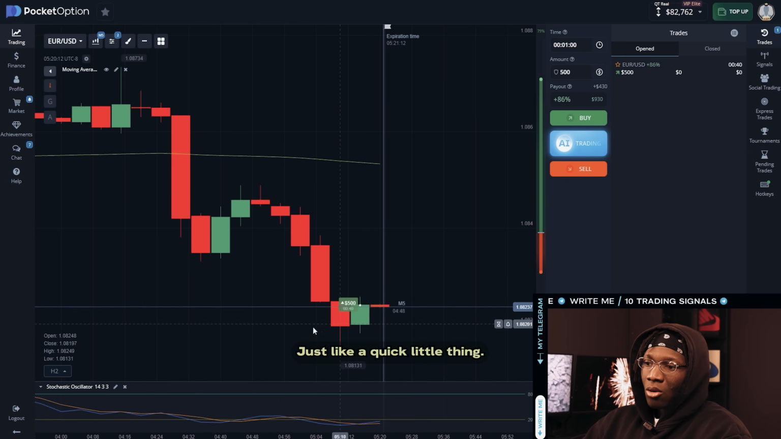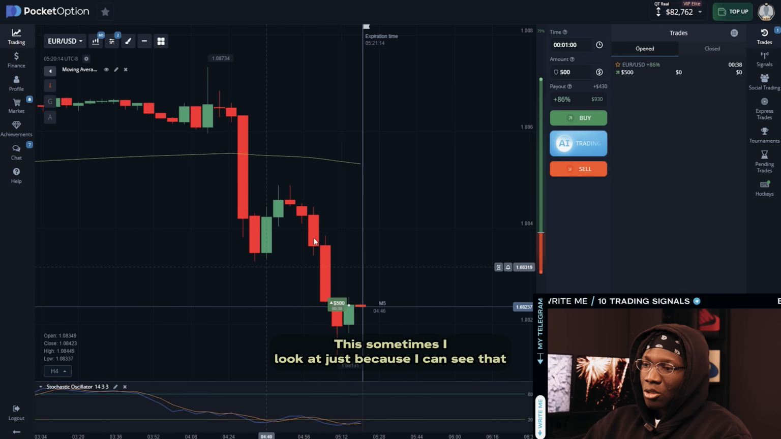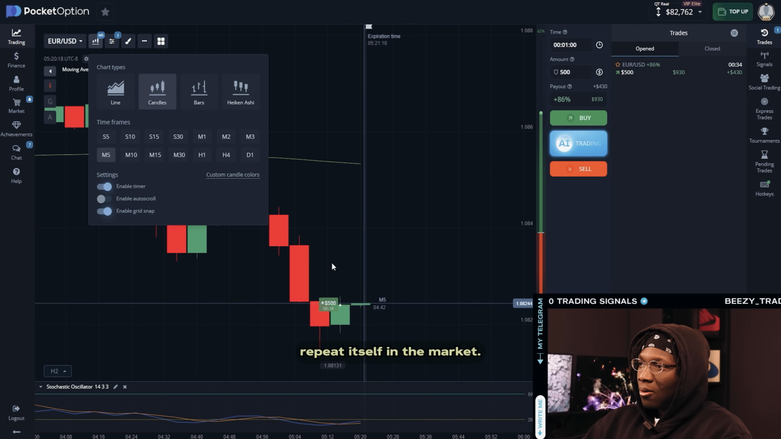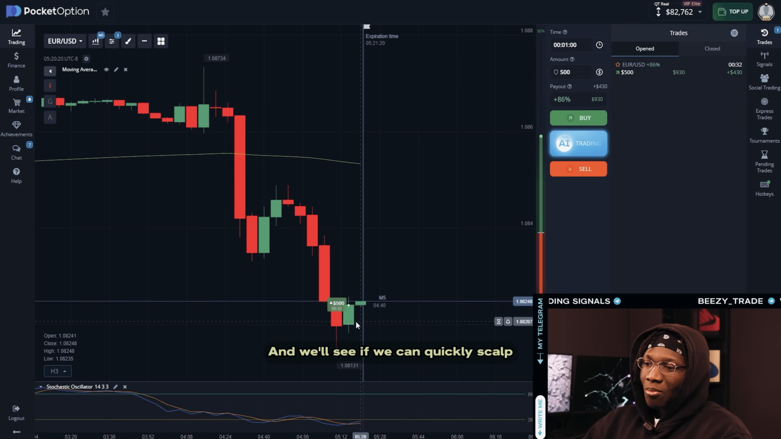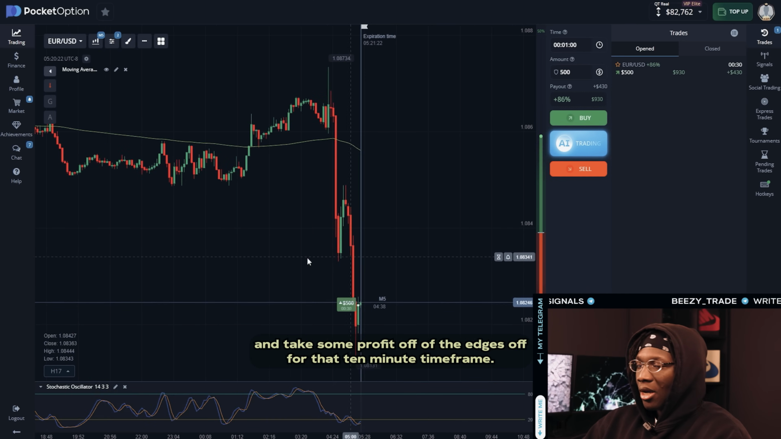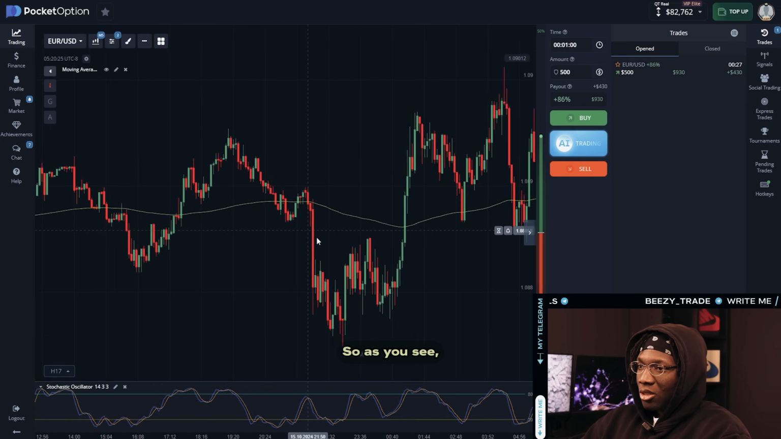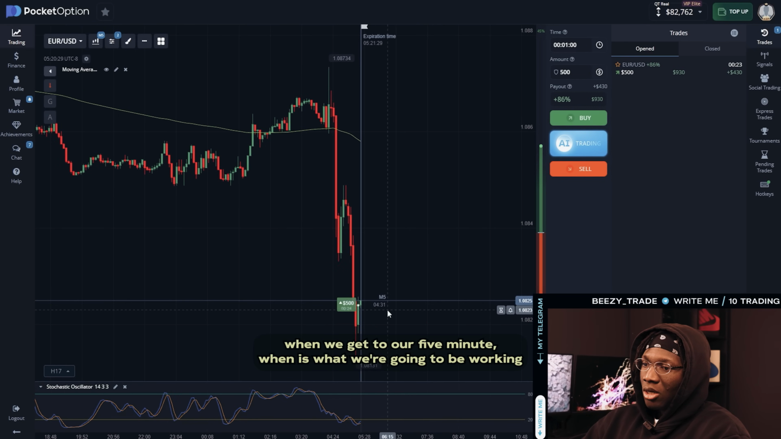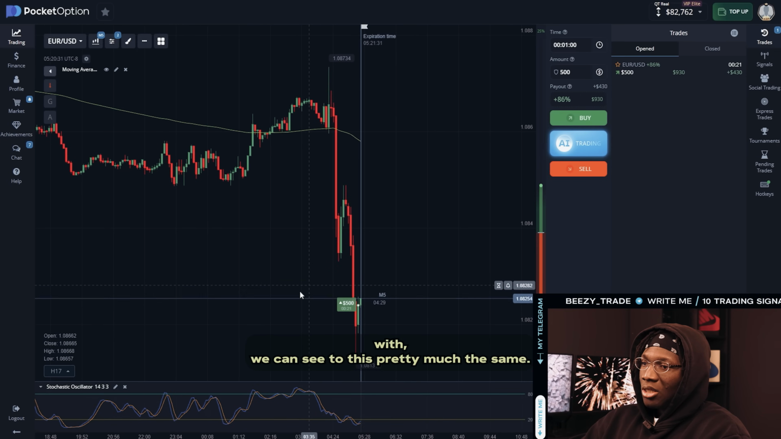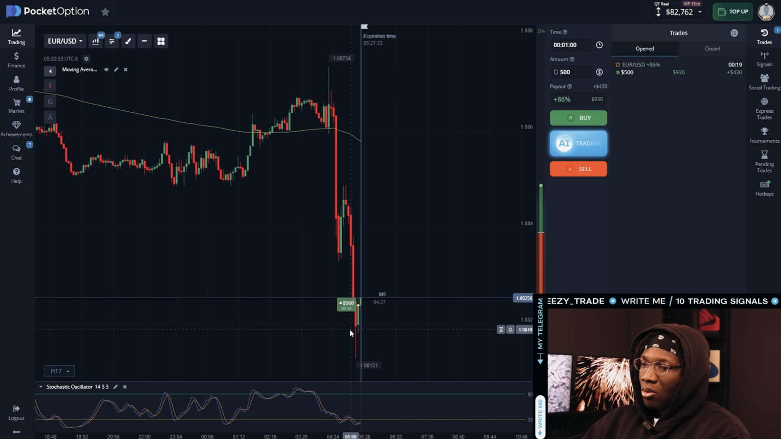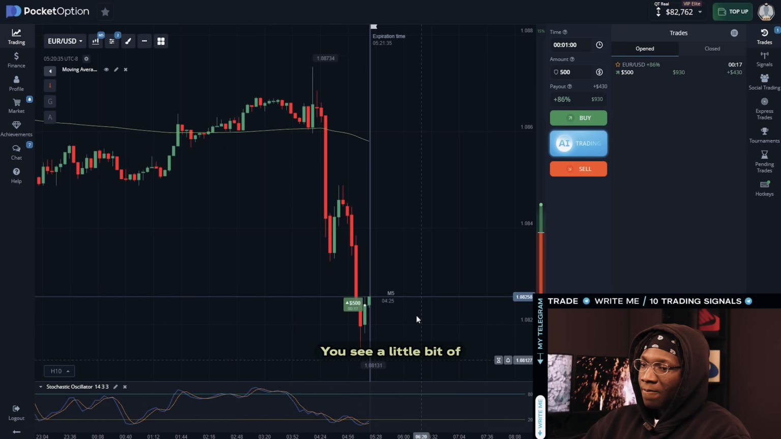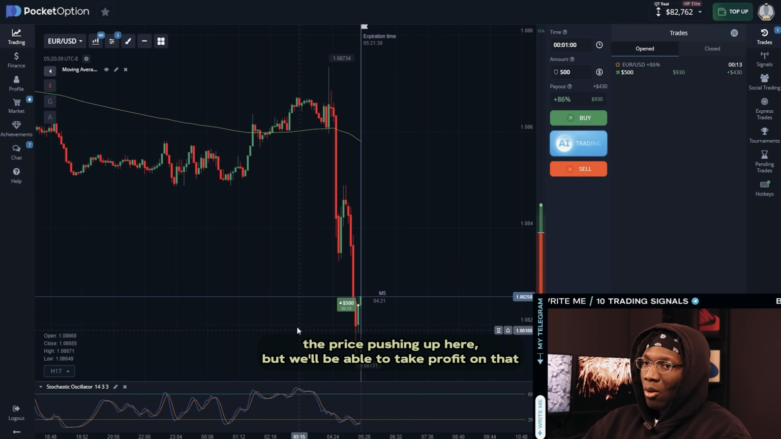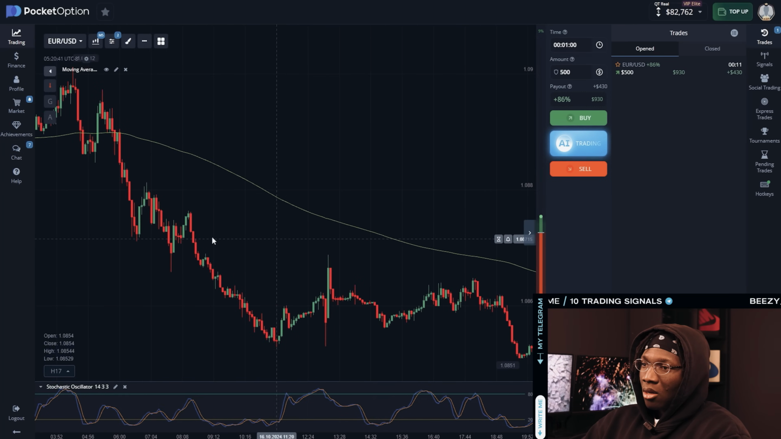Just a quick little thing that sometimes I look at, just because I can see that repeat itself in the market, and we'll see if we can quickly scalp and take some profit off of that 10-minute time frame. So as you can see, when we get to our 5 minute, which is what we're going to be working with, we can see that this is pretty much the same. You see a little bit of the price pushing up here, but we're quickly able to take profit on that 1 minute trade that we made.